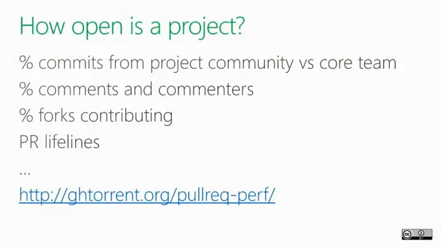Here are some examples of different health metrics. This talk is not about health metrics; I'm just laying the groundwork. How open is a project? Where are the committers coming from? How many comments are there? All that sort of thing. And one of the example mechanisms you can use is, let me see if I can do this. Hey, it's going to work.